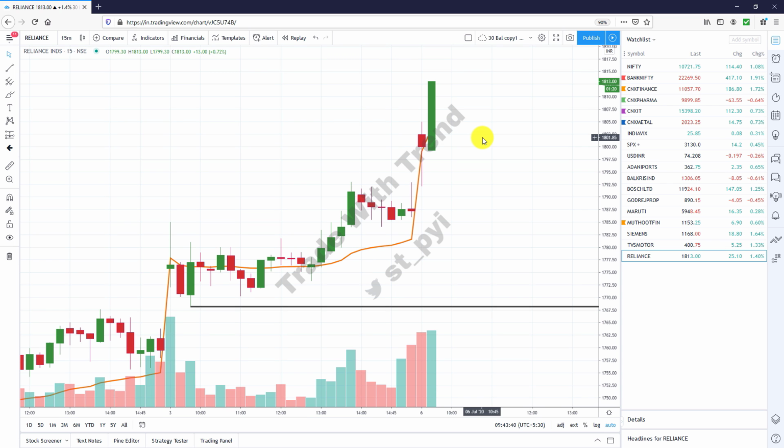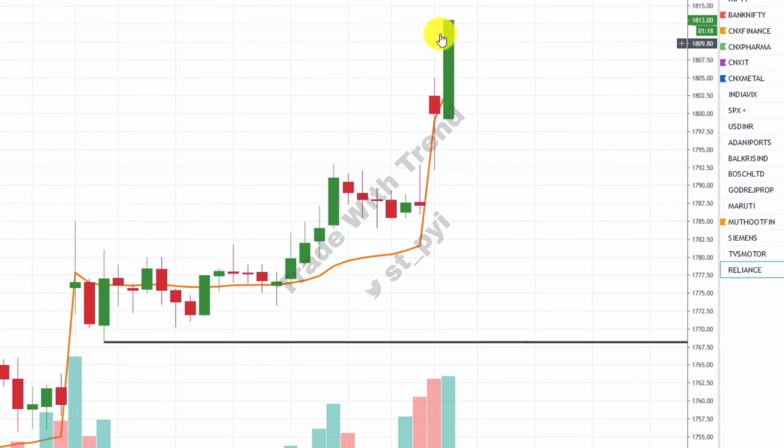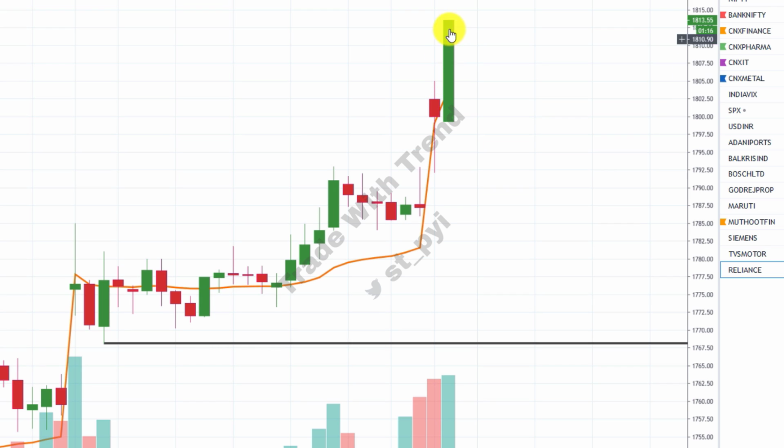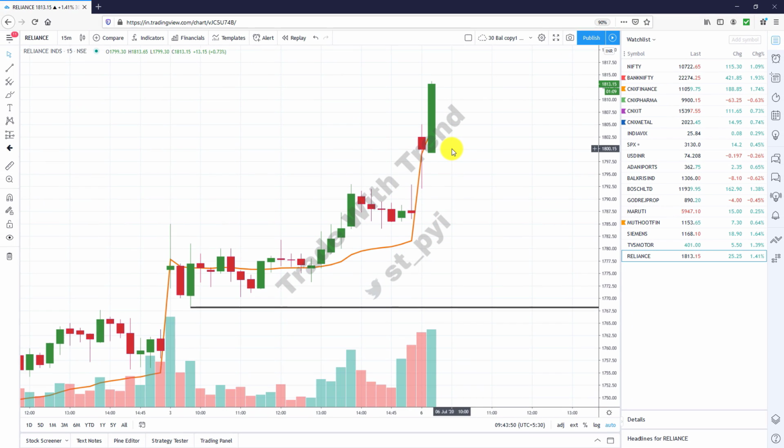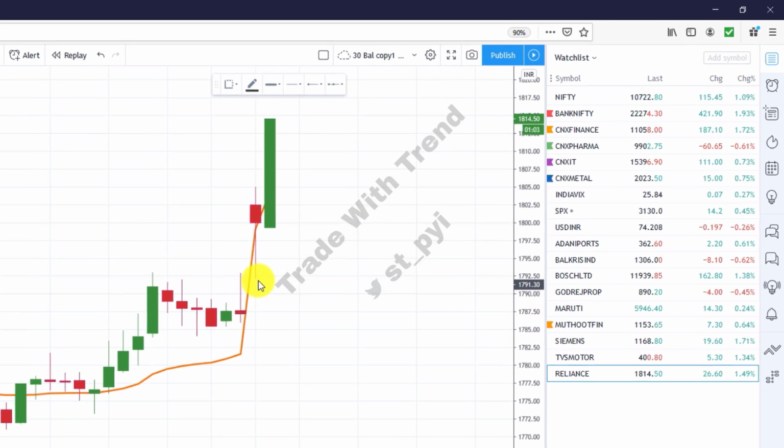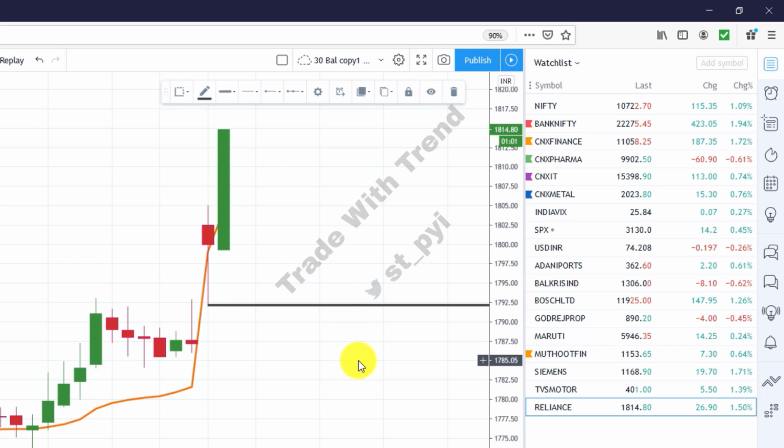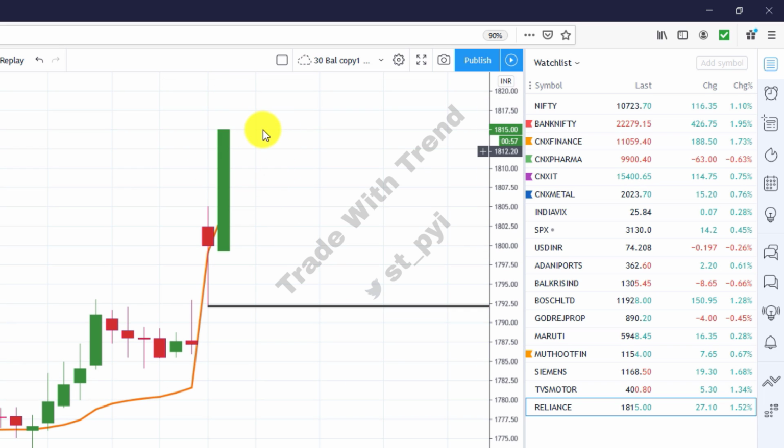I also look for volume expansion. This is a telltale sign that stronger participants are present. Again, look at this candle, price is at 1813 now, and I don't think Reliance is going to retrace much today. It is forming a bullish structure, and in case you're a day trader, then place a stop loss somewhere here.